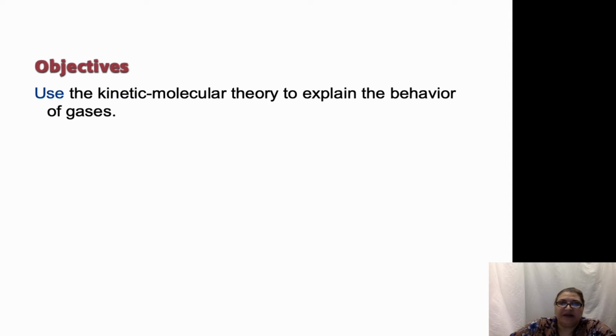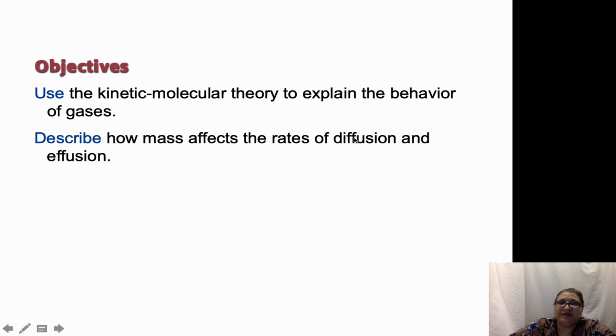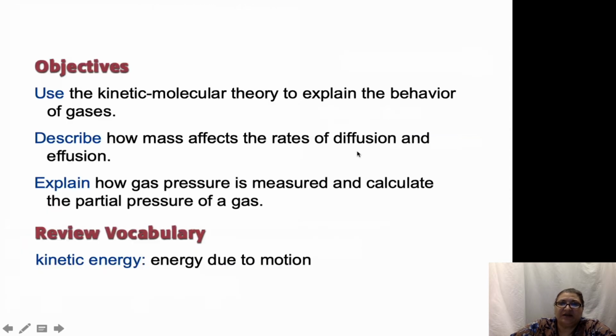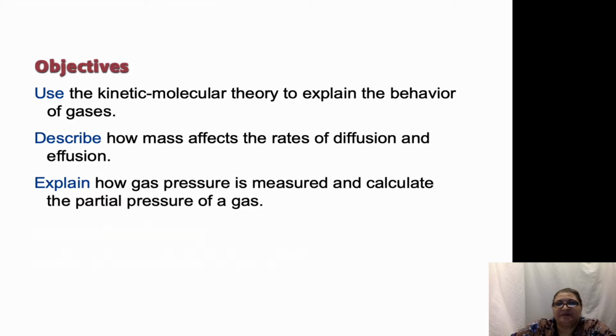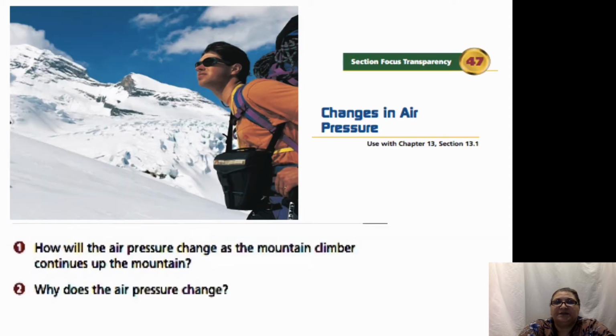Okay, hello everyone. Today we're going to learn about gas behavior, the difference between diffusion and effusion, and also we're going to calculate the partial pressure of a gas. For today's focus, the first one is what happens when a climber continues to go up the mountain. At a higher elevation, the pressure goes down, and it says why is that?